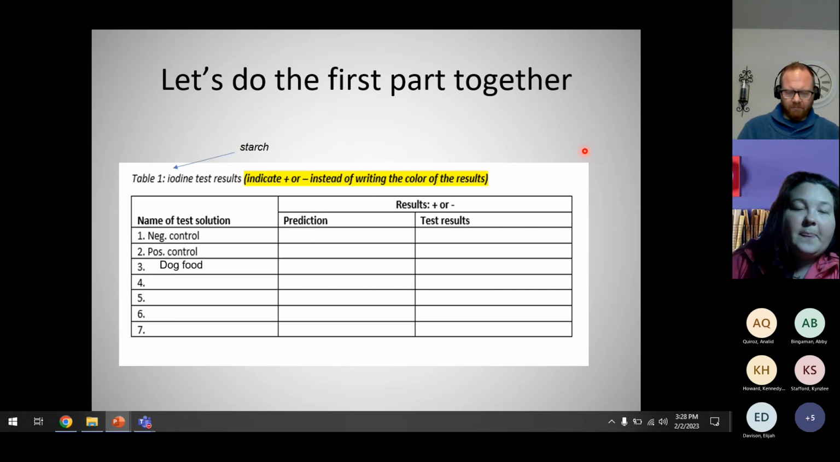Iodine test for starch. So our first food is going to be dog food. So you're going to write that in line number 3. Then we're going to have the protein shake, Jell-O, potato chips, and Splenda. Now, the negative control we know is going to be negative. So you write a negative under prediction. And we know the negative control does not have starch. The positive control, you know, will have starch. So it will have a positive result. So you put positive there.